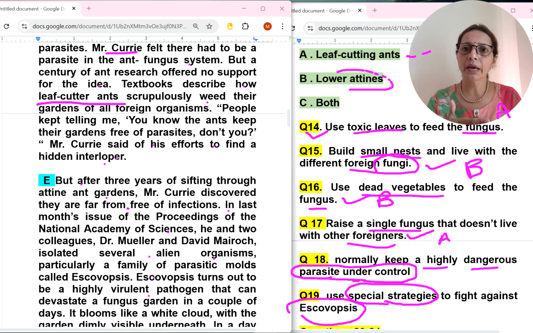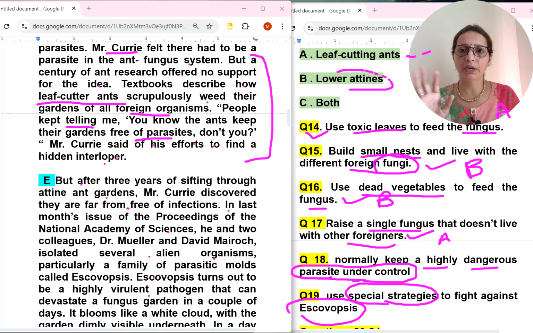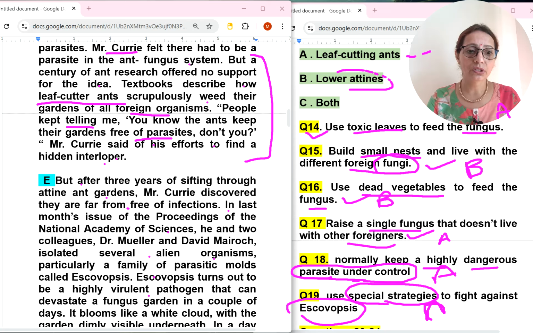Okay, leaf cutter ant is also there. Textbooks describe how leaf cutter ants weed their gardens of all foreign organisms. People kept telling me the ants keep their garden free of parasites. I think this person, Mr. Curie, is talking about this parasite under control, because the parasite word is also there, leaf cutter is also there, and you can read it from here to here. But yes, definitely I will mark it A number. Now B is also there, A is also there, only C. So 19th is left, so I will mark it C number for the 19th number. Okay, but yes, this word we can find easily.